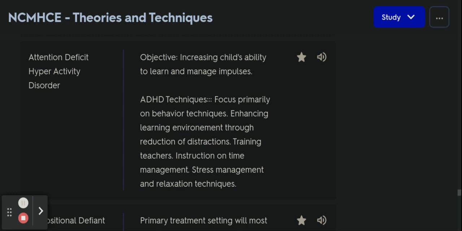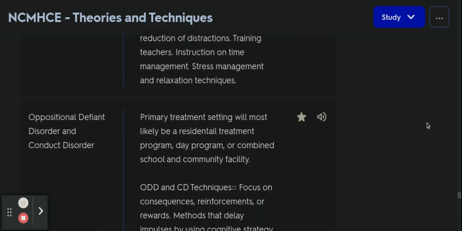Attention deficit hyperactivity disorder. Objective: increasing the child's ability to learn and manage impulses. ADHD techniques focus primarily on behavior techniques, enhancing the learning environment through reduction of distractions, training teachers, and instruction on time management, stress management, and relaxation techniques.